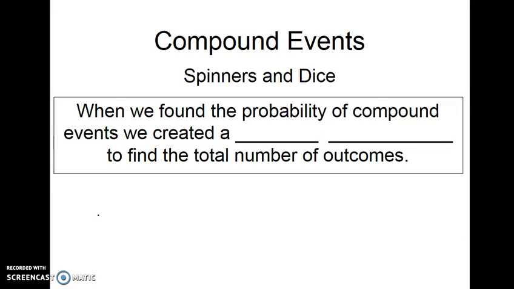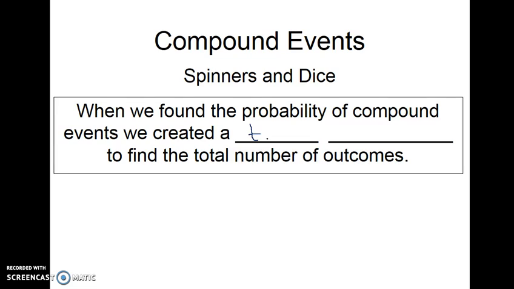Hello, looking at compound events today and trying to figure out what is the probability of different compound independent events. So, for example, spinners and dice mixed together. When we found the probability of compound events, we created a tree diagram.